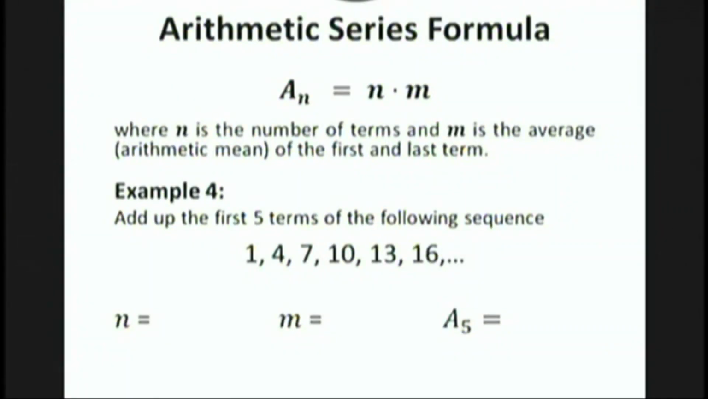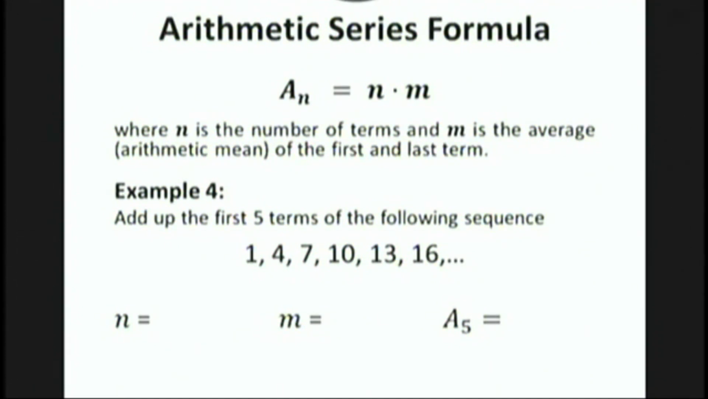More difficult problems involving arithmetic series might involve adding up a larger number of terms of the sequence. In this case, it's useful to have the arithmetic series formula. This formula is very simple. A sub n, which is the sum of the first n terms of the arithmetic series, is simply equal to n times m, where n is the number of terms and m is the average or arithmetic mean of the first and the last term.